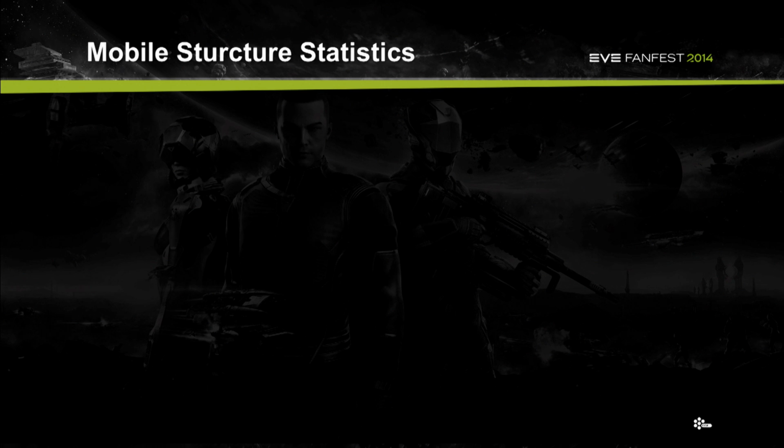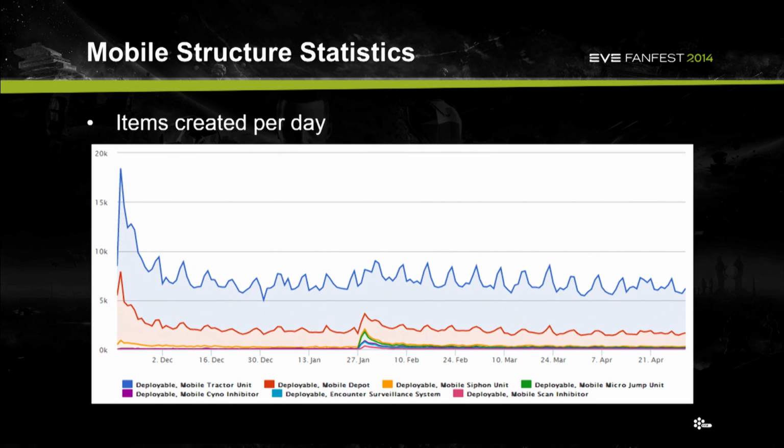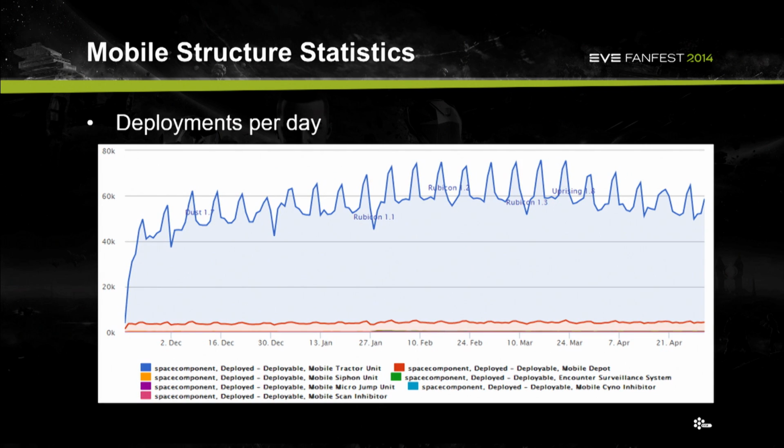So let me give you some statistics on how this has been used on TQ to date. The first one here is the number of items created per day. And you can see that the mobile tractor unit is pretty much by far the most popular one, followed by the mobile depot. The others hardly register in the grand scheme of things, but they are used. If you look at the deployments per day, we're getting almost 60,000 deployments, whenever you put them into space each day. And again, most of that is the mobile tractor unit, by far the most popular, maybe the most useful.